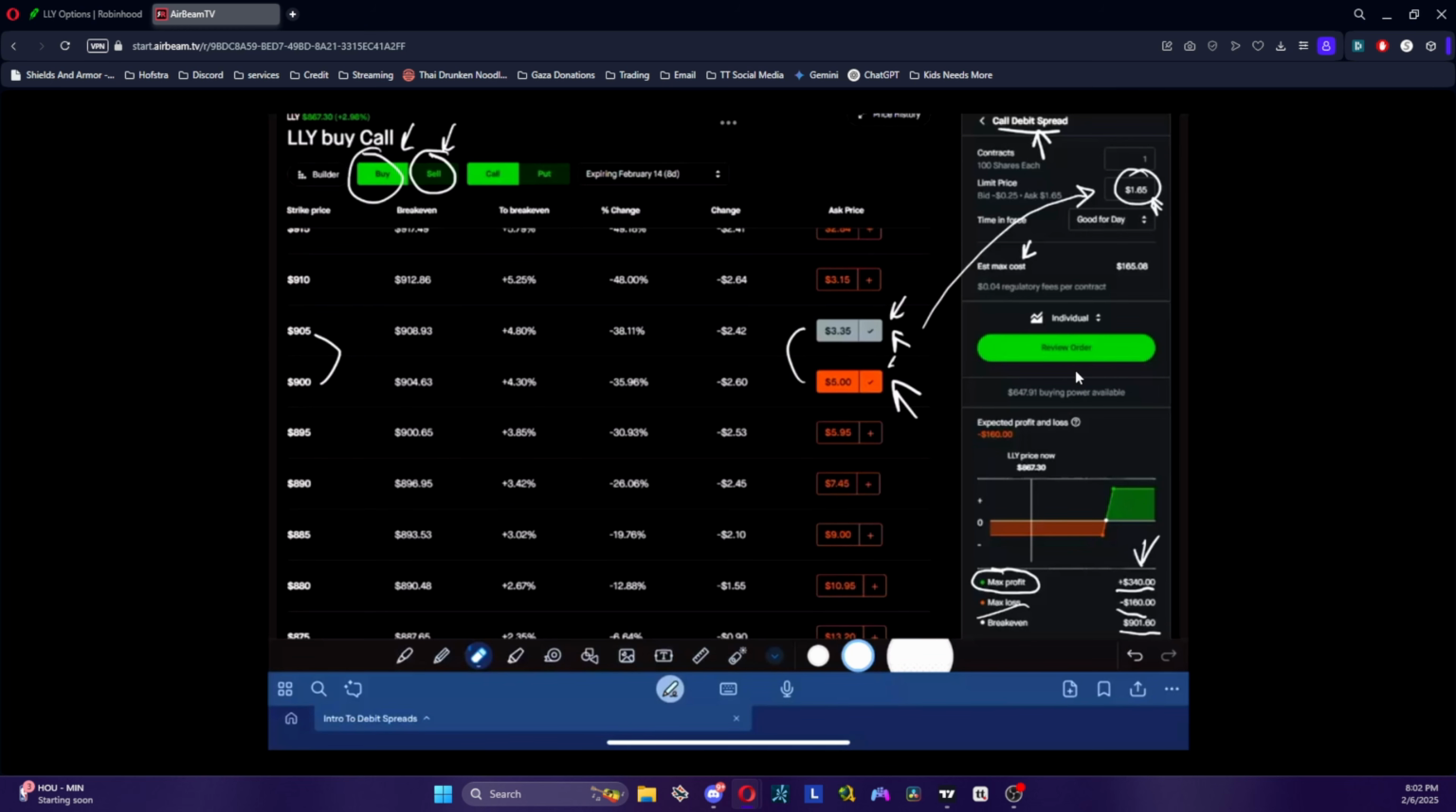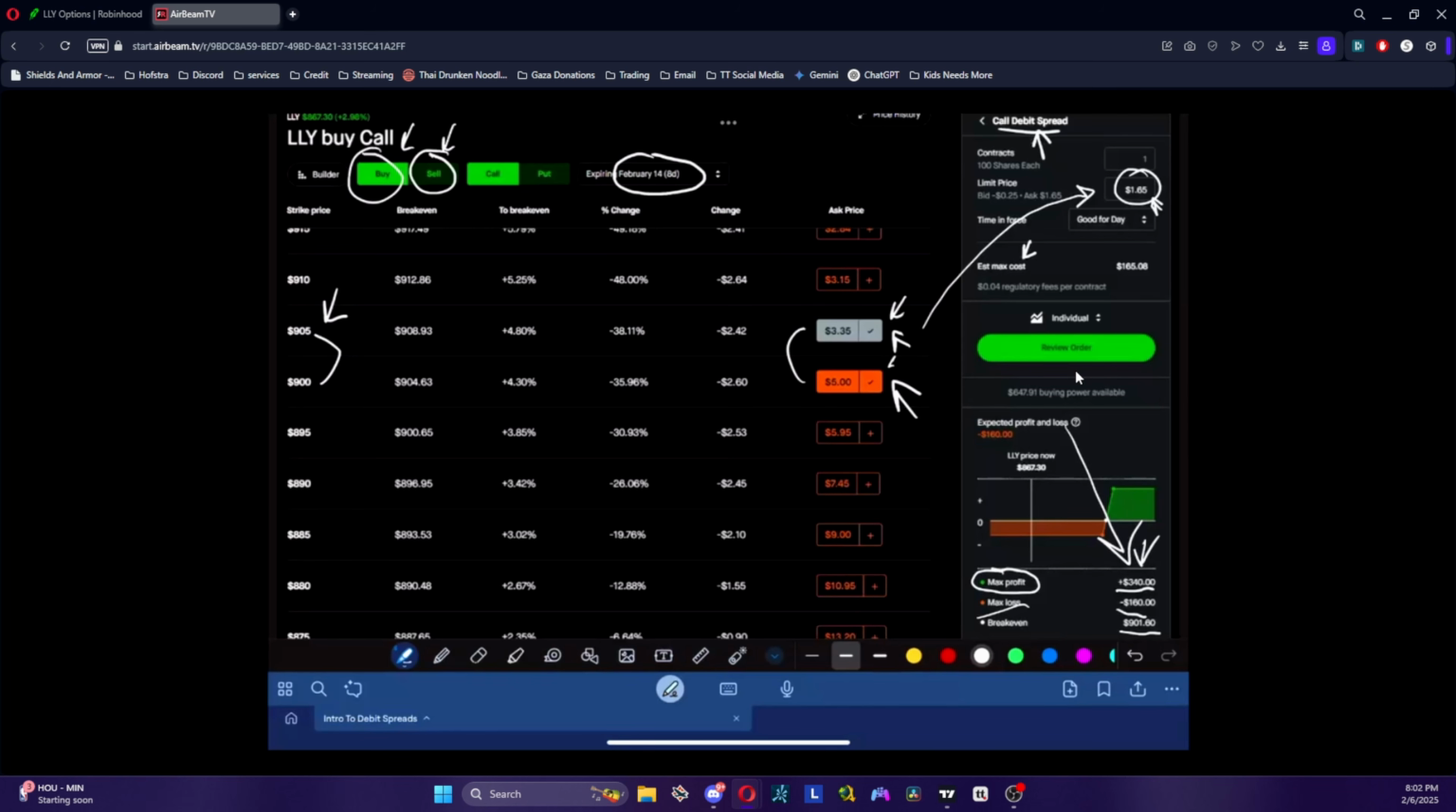So what that means is by February 14th, because that's the expiration we're looking at, Eli Lilly needs to close above $905. If it closes above $905, then you get the max profit of $340. I know it's a lot of drawings right now, so sorry if it's messy, but hopefully this makes sense. And we're getting into a little bit more examples so it makes sense.